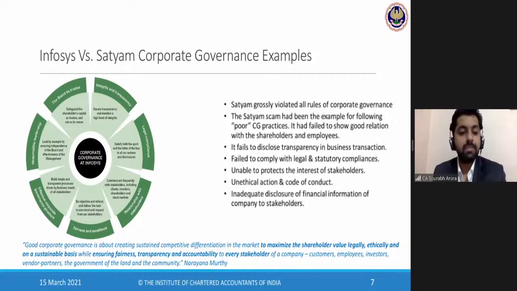And so what do we have here? The quote of Narayan Murthy, who is considered a stalwart in corporate governance. What he says is that good corporate governance is about creating sustained competitive differentiation in the market. This is how you create a differentiation in the competition: to maximize the shareholder value legally, ethically, and on a sustainable basis, with ensuring fairness, transparency, and accountability to every stakeholder, not just a few of them, to every stakeholder of a company. And who are the stakeholders?